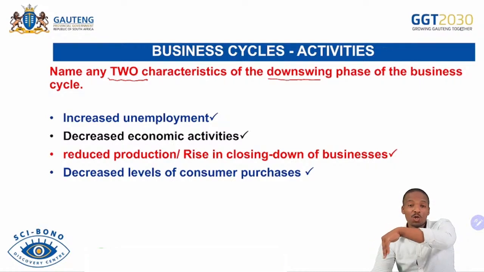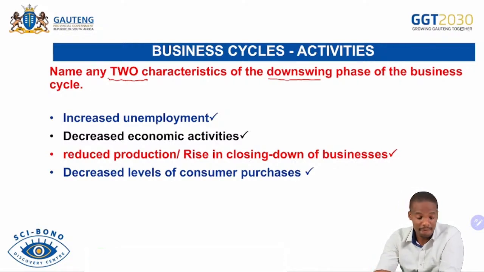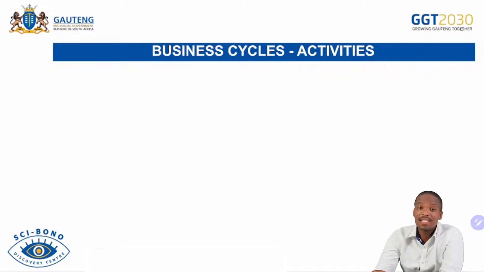It means the economy is between a recession and depression. It means the economy is not doing well. That is why there's increased unemployment. People are starting to lose their jobs. Production starts to decrease, and there's a decrease in economic activities. The level of consumer spending drops, because people are no longer employed, so they no longer spend more on consumer goods and services.